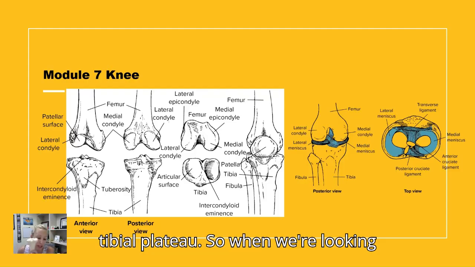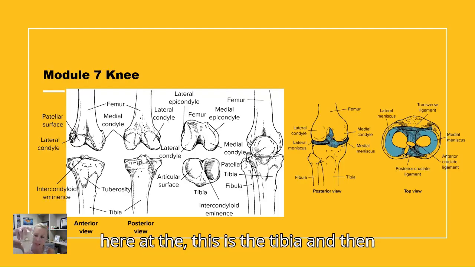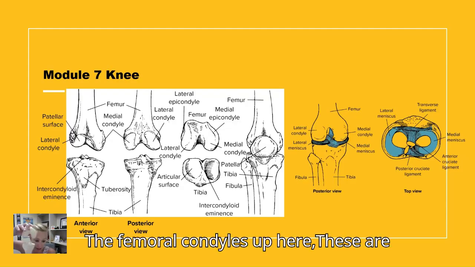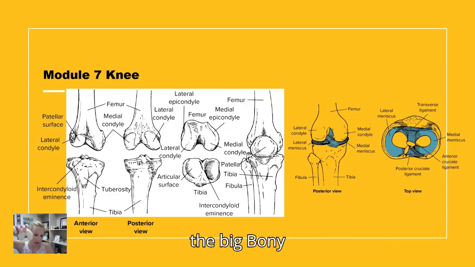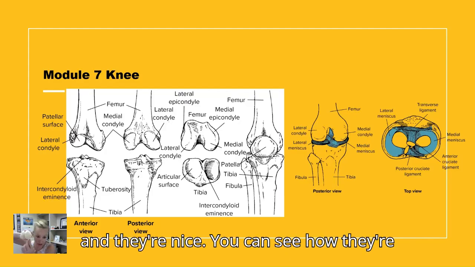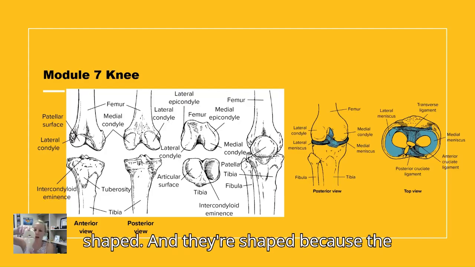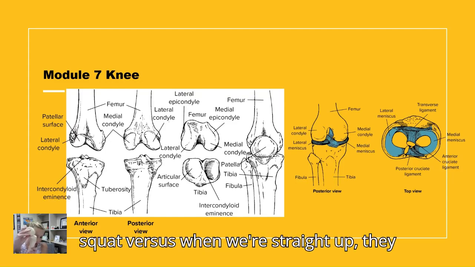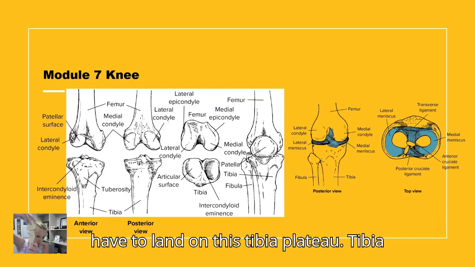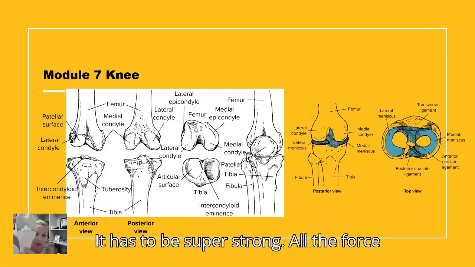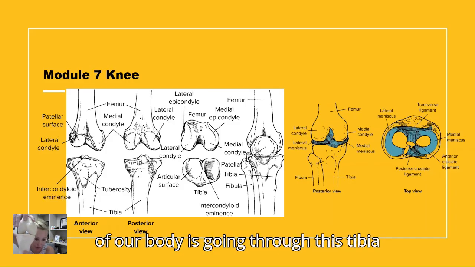So when we're looking here, this is the tibia, and then this is the femur. The femoral condyles up here, these are the big bony landmarks here on the end of the bone, and they're nice. You can see how they're shaped, and they're shaped because the knee does a lot of flexion, right? So when we're bending and we're doing a deep squat versus when we're straight up, they have to land on this tibial plateau. Tibial plateau is basically like a cliff. It has to be super strong. All the force of our body is going through this tibial plateau.